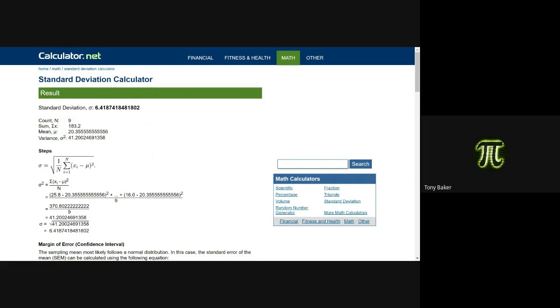So in this case, my mean is 20 point, we had what, 1 place? So you always go 1 place more than what they've given you in the problem. So since this one gives you 1 place, we go 2. So we got 20.36 is my mean. And then the next question asks for your standard deviation. And we have 6.42.